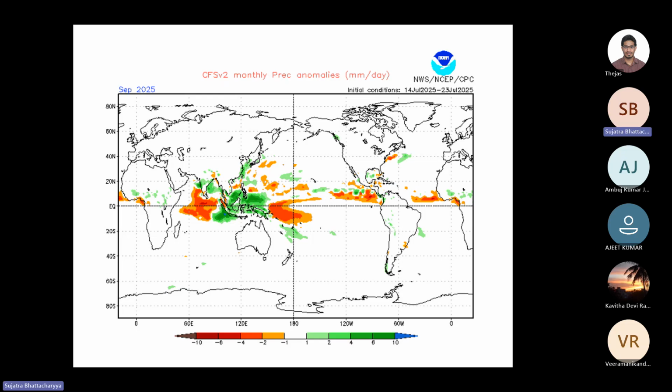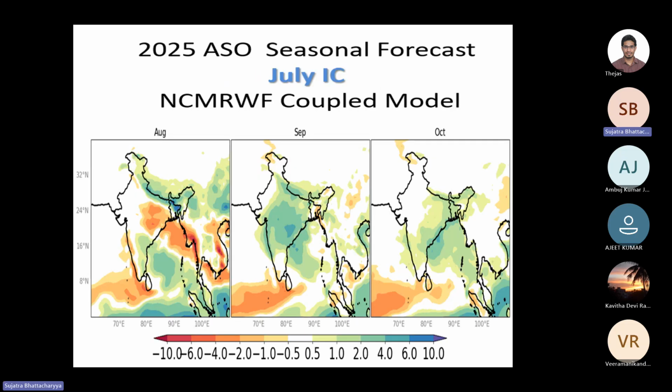So let's look at a few more things. This is NCMRWF, which Ravi provided. Again, you can see clearly August will have a big below-normal here, and September will be above normal. So this may compensate according to this model.